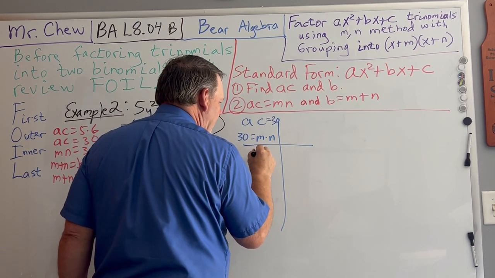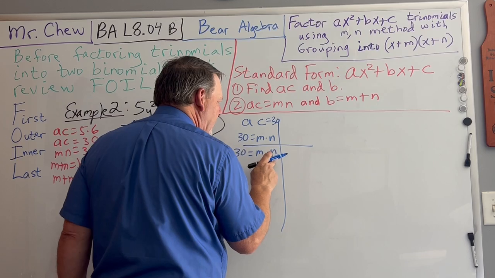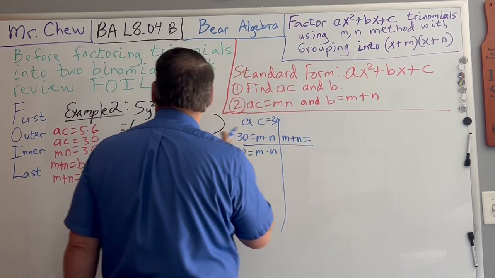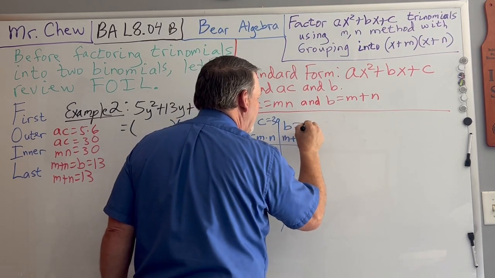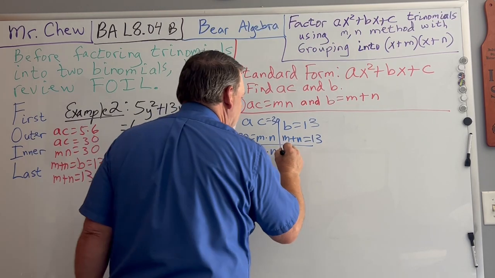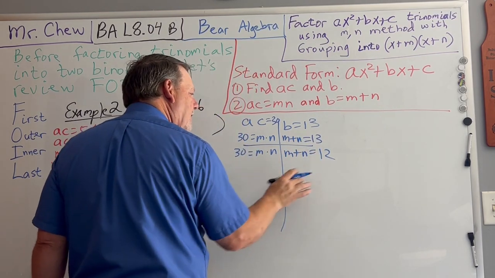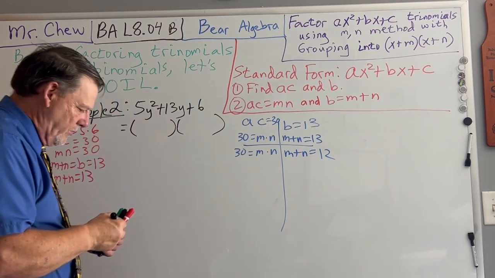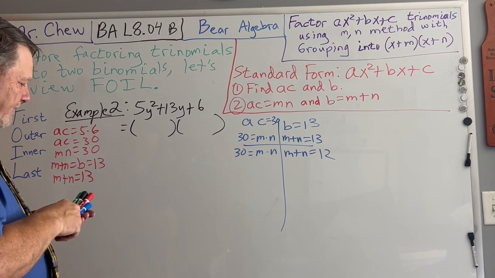So my M times my N will be 30. I'm going to put a number here, a number here. And I know that M plus N is going to have to equal 13. Why? Because my B is 13. All right? So after I do each one, I'll write them down here and then verify them here. And if they're not both the same, I put a line through them. They're no good.